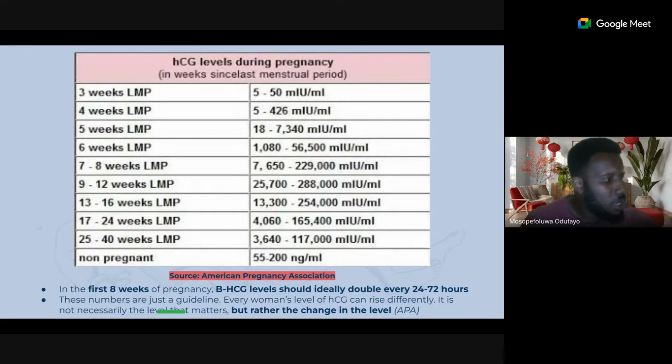Okay. So we're seeing the beta HCG levels at this moment. Look at it, 3 weeks, 4 weeks. I'll answer all the questions towards the end of the meeting. Is that okay? We can put the questions in the comment section if we have them. So we can see that 3 weeks post-conception, which is around the period when the blastocyst implants, it's about 5 to 50. At 4 weeks it increases, at 5 weeks it increases.